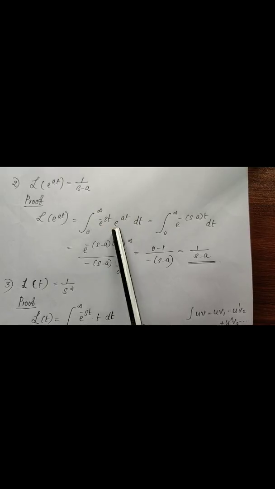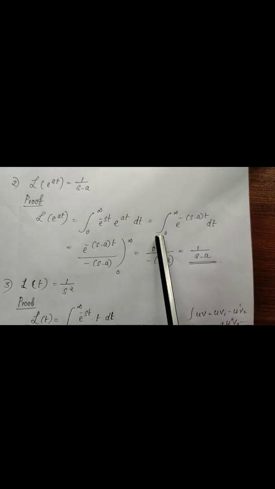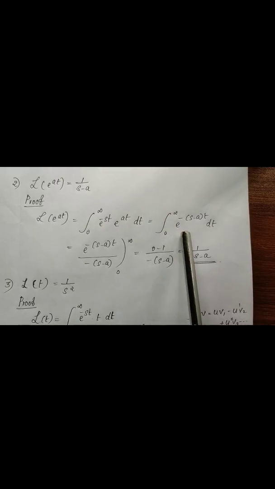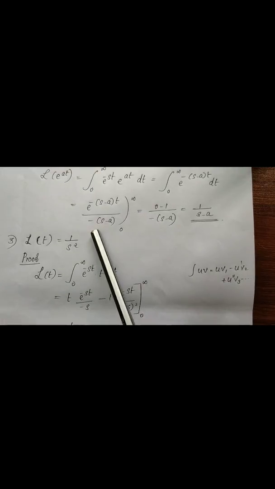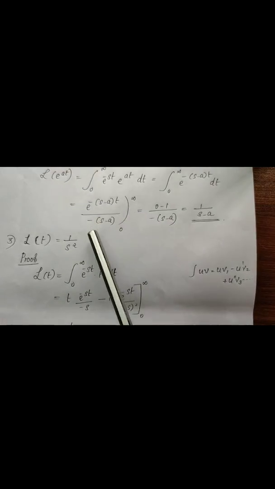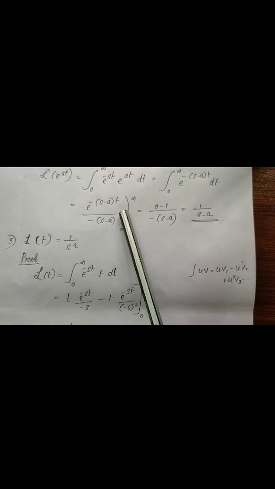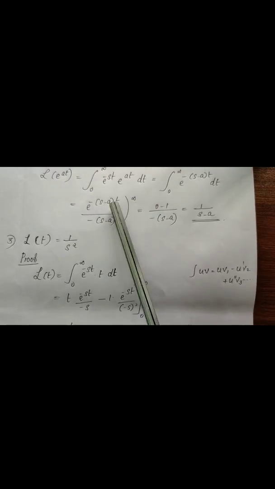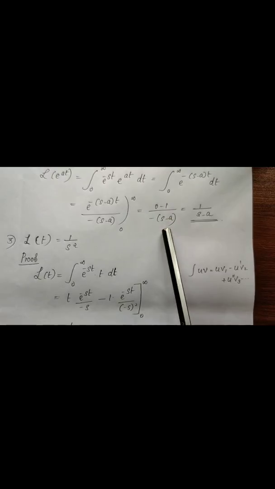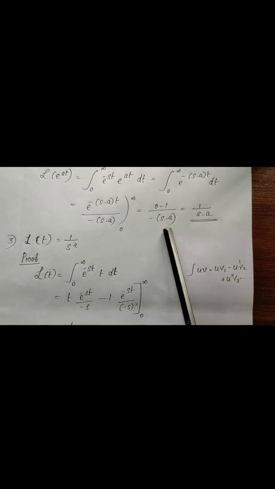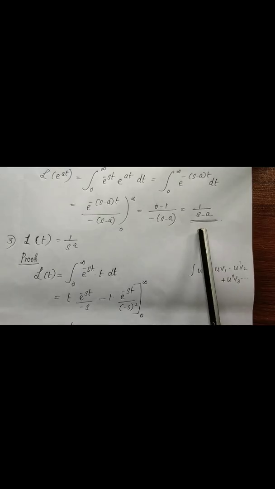We can combine these two terms and it becomes integral 0 to infinity e^(-(s-a)t) dt. By integrating, we get e^(-(s-a)t) divided by minus of (s minus a), limit from 0 to infinity. Here also, the upper limit e raised to minus infinity becomes 0 and the lower limit e raised to 0 becomes 1, divided by the constant minus of (s minus a). And the answer is 1 divided by s minus a.